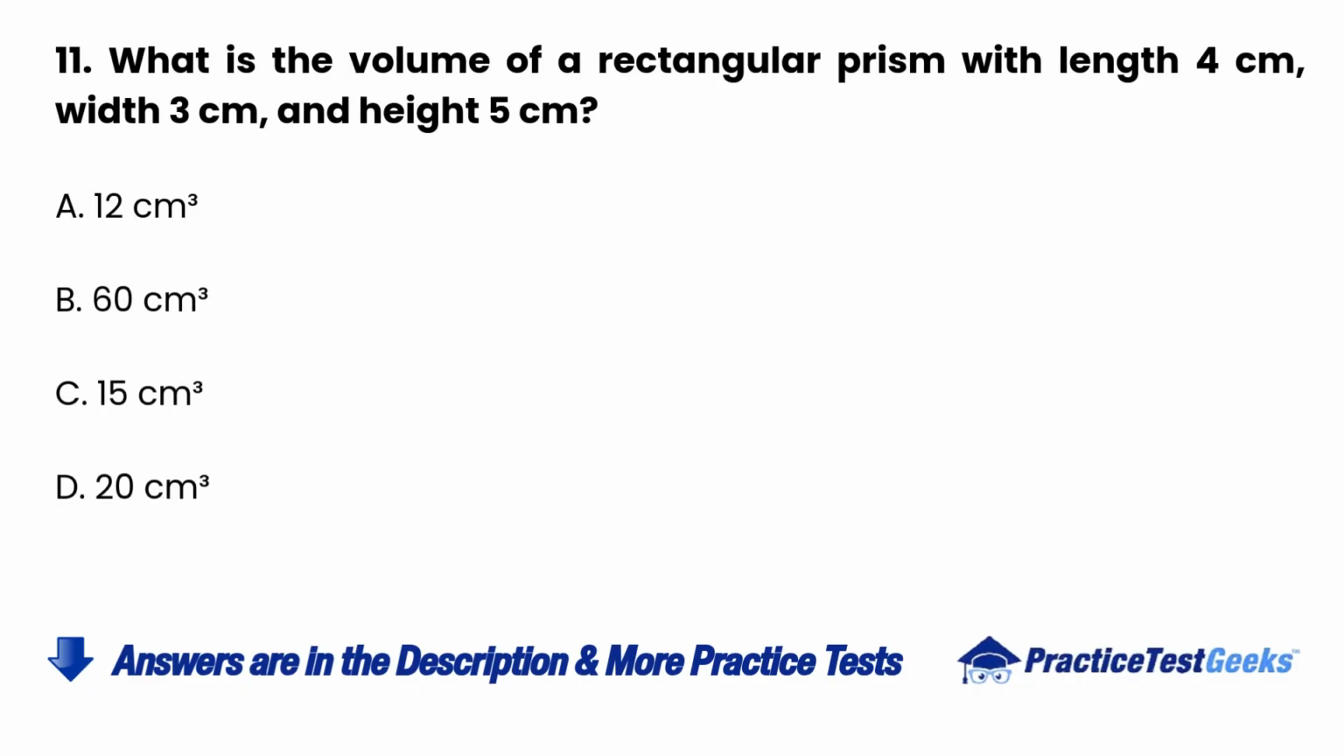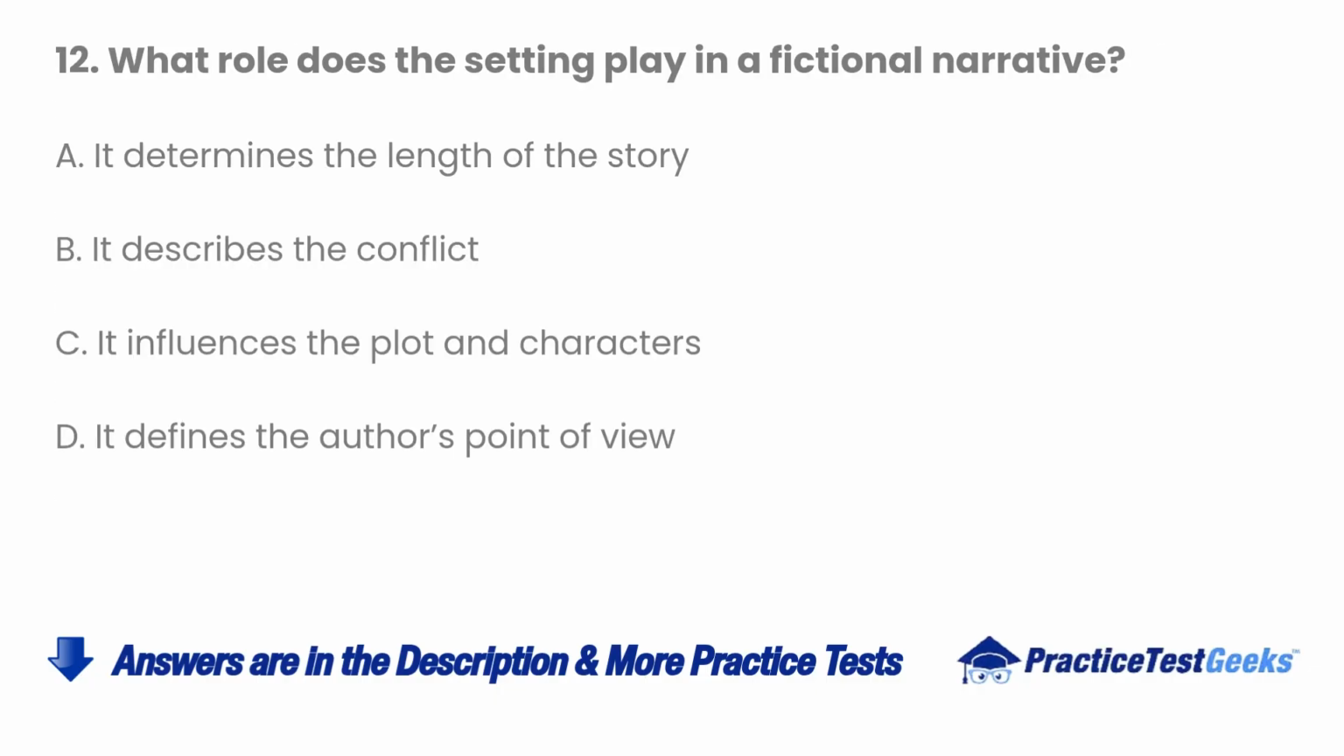11. What is the volume of a rectangular prism with length 4 cm, width 3 cm, and height 5 cm? A. 12 cubic centimeters. B. 60 cubic centimeters. C. 15 cubic centimeters. D. 20 cubic centimeters.